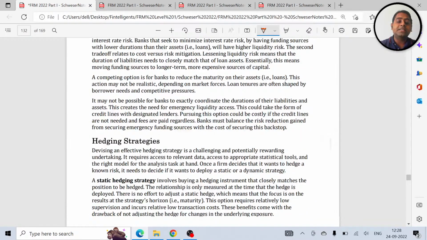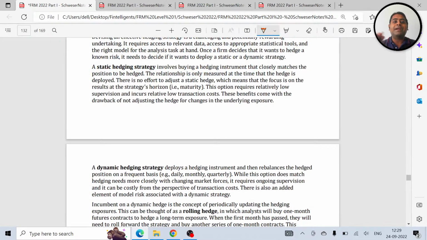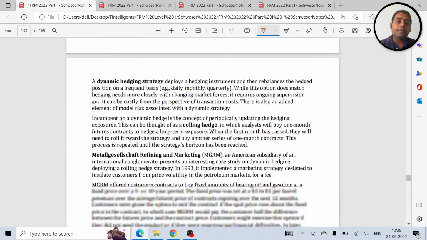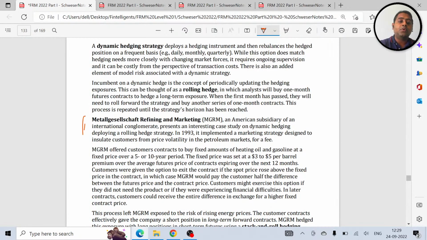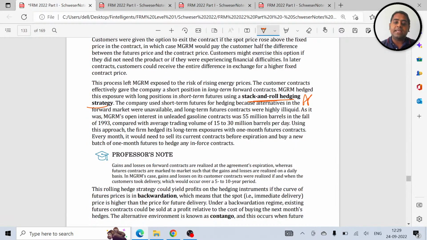Next is the hedging strategy perspective. There is Metallgesellschaft. Over here, they're just talking about what is static and what is dynamic, but the case study is important. They might ask you the MG case study, very, very most likely. The stack and roll hedging is important. You should know what is happening in stack and roll. I have created one short YouTube video only on MG. You guys can look at that. It will also simplify the entire case study for you.